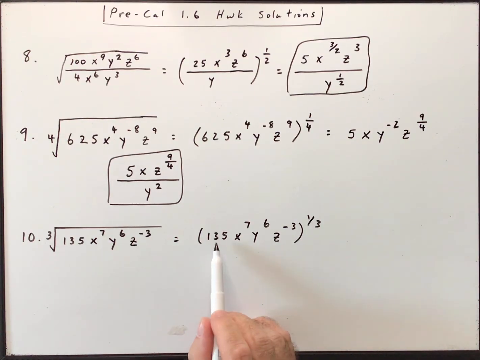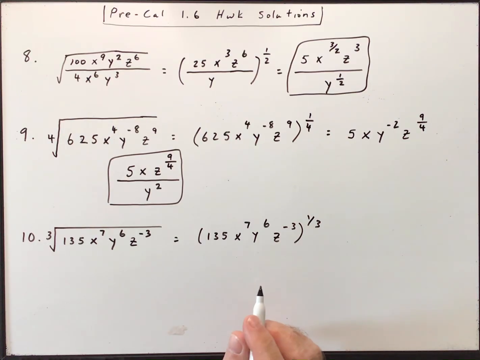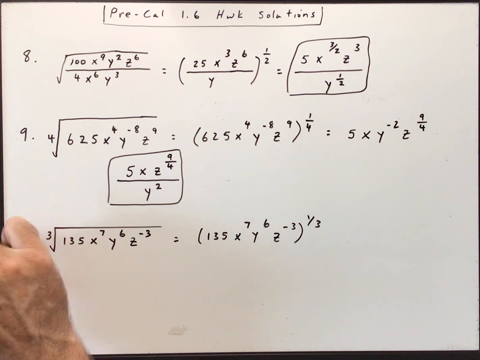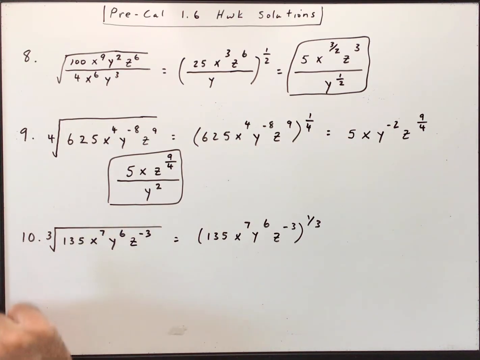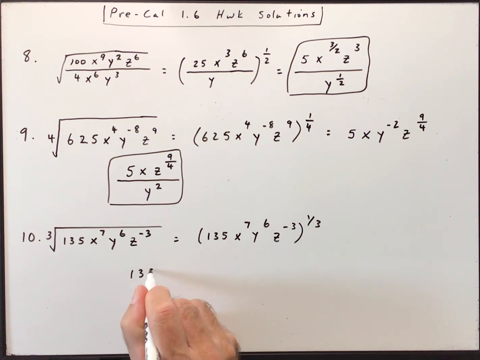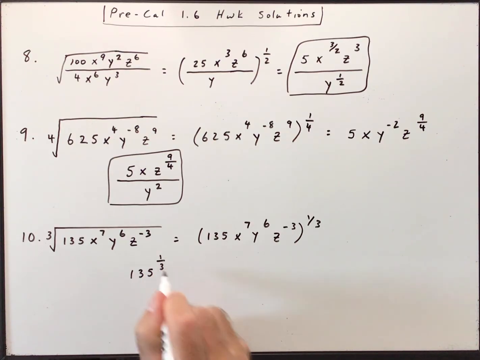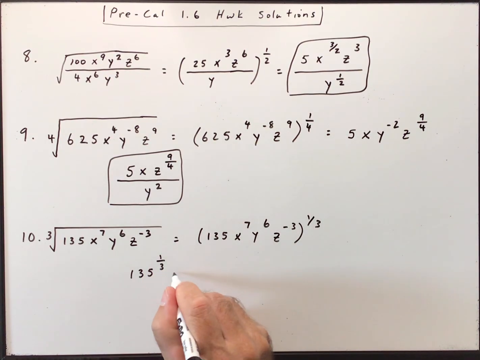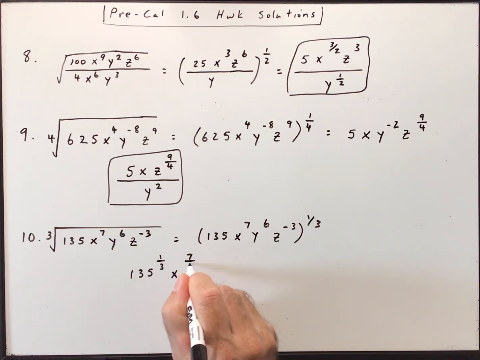Okay, so the cube root of 135 is not a whole number. You can try it in your calculator. But raise it to the 1/3 power, and it's a decimal. So we're just going to write this as 135 to the 1/3. X to the 7th to the 1/3. 7 times the 1/3 would be x to the 7/3.